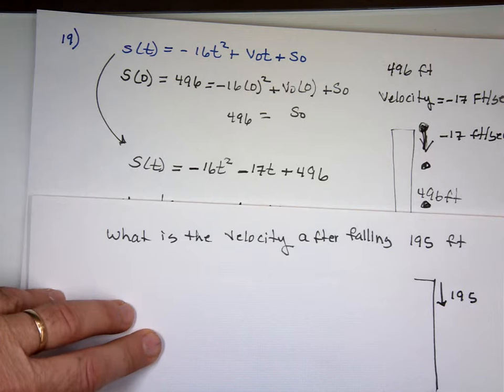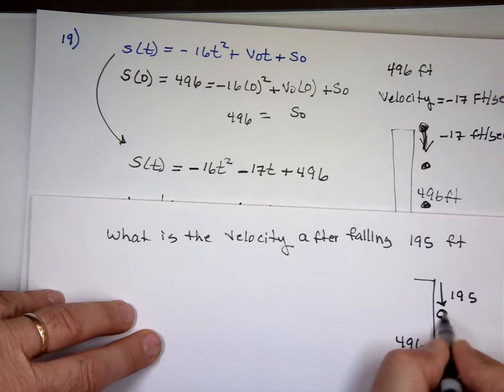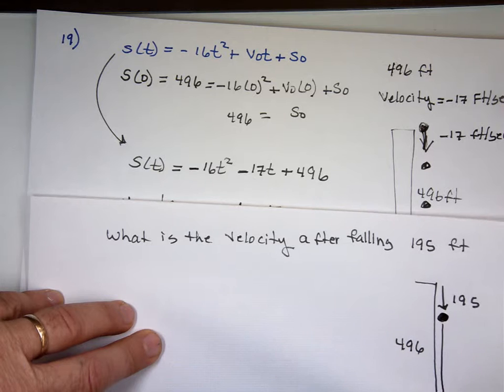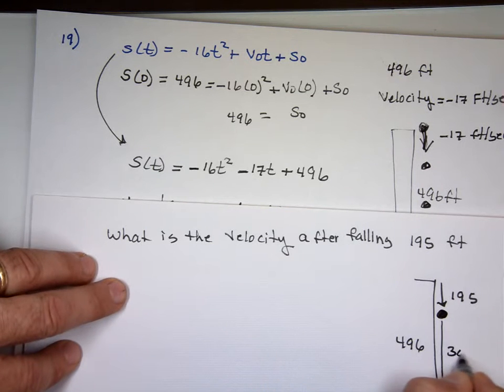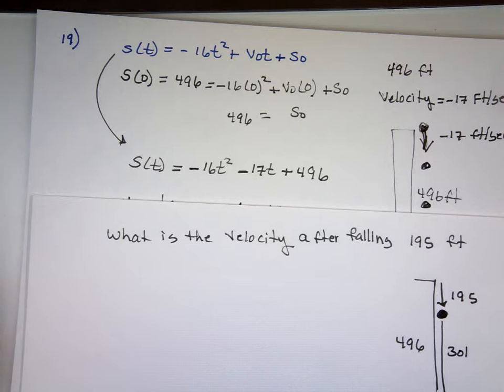This distance, all of that is 496, right? So when the rock dropped 195 feet, how high is the rock above the ground? Isn't it the 496 minus the 195? The rock is actually 301 feet above the ground. It fell 195 feet, still 301 feet above the ground.